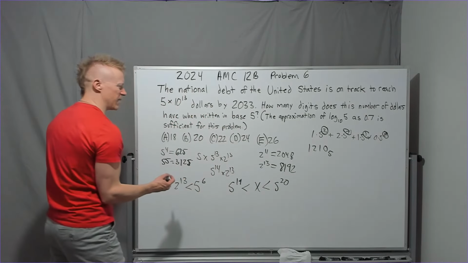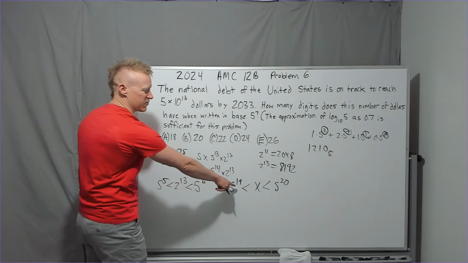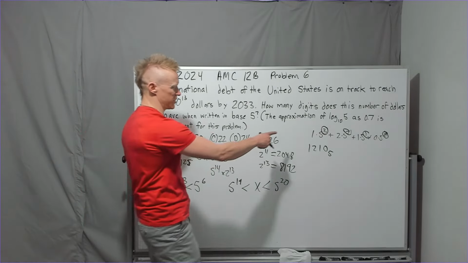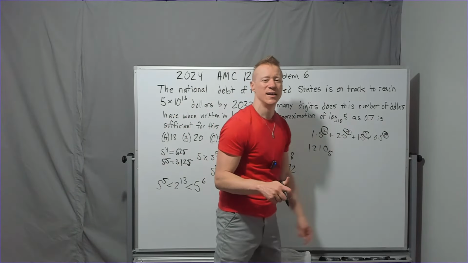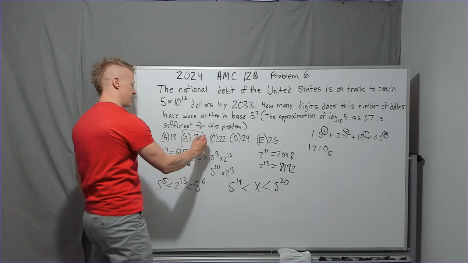So now if I think about it, I've got at least 5 to the 19th. And so you would go 19, 18, 17, all the way down to 0. And from 19 to 0, there are 20 digits.